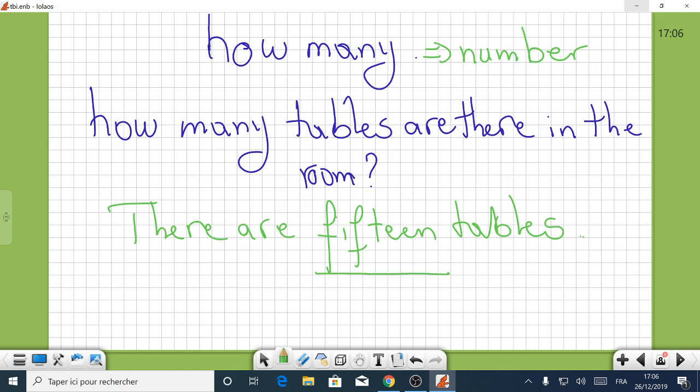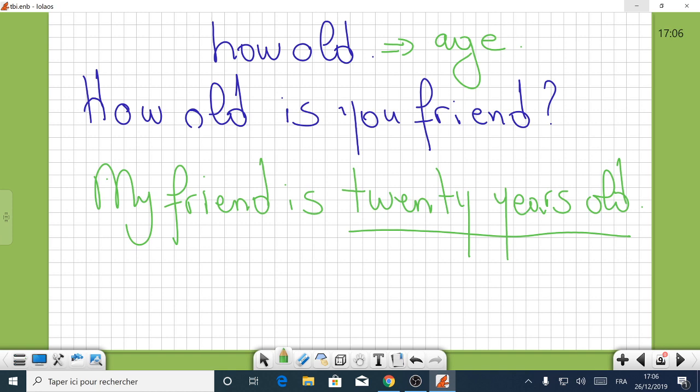And the eighth one is how many. We use how many to ask, of course, about number. And the example is like the following. How many tables are there in the room? And we answer, there are 15 tables in the room. The next one is how old? And this is a very common question which we need to use every time, which is about age. How old is for age, or we use how old to ask about age. And here we have, how old is your friend? My friend is 20 years old.